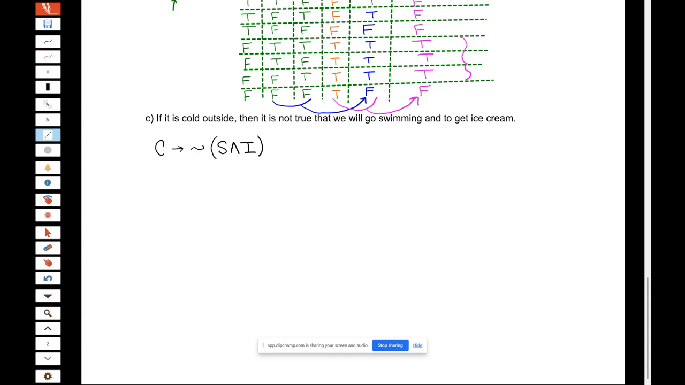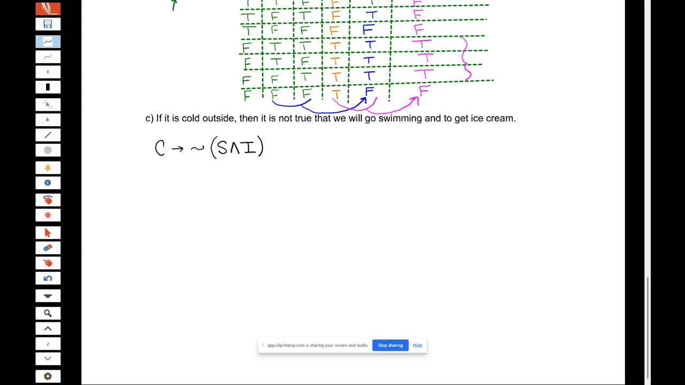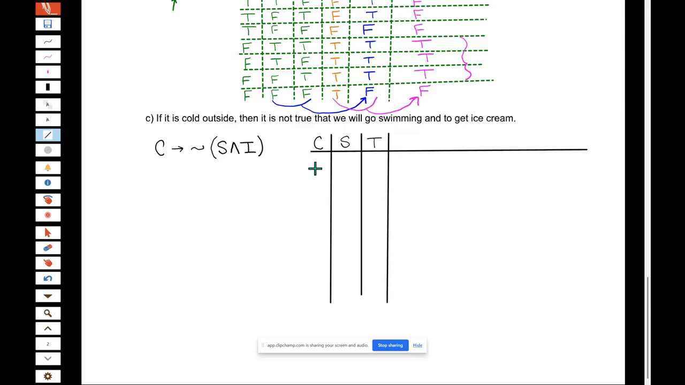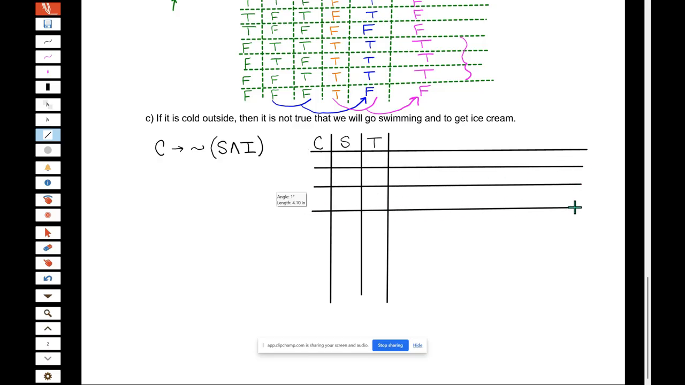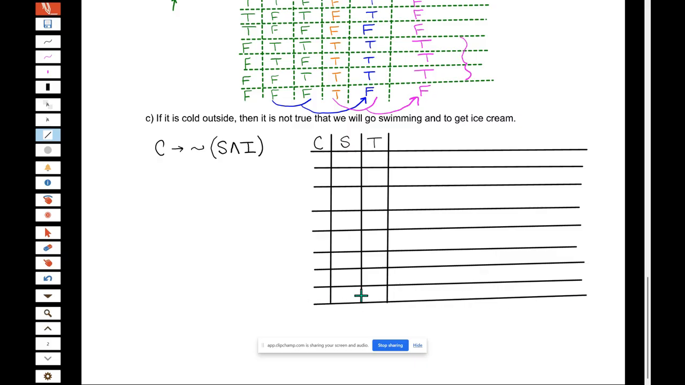All right. So now we're going to design our truth table for this very last problem. We need a column for C, a column for S, and a column for I. And there are 3 variables, which means we are going to need 8 rows. I don't know how far it's going to go across yet, but that's okay. If you like the lines, we'll make the lines. How many do I got? 1, 2, 3, 4, 5, 6, 7, and finally 8.